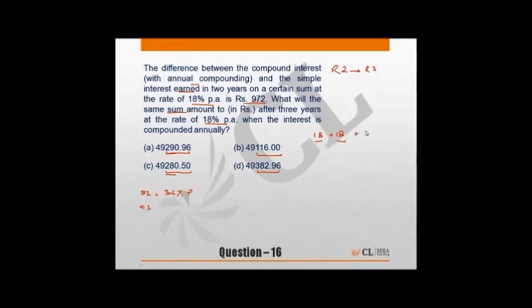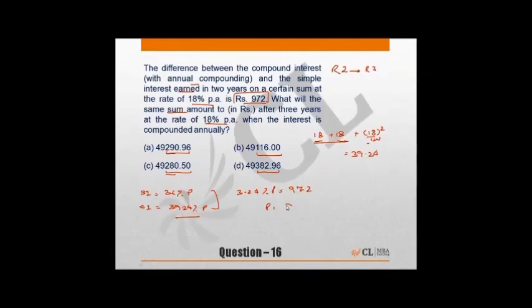So 18 square is 324 by 100. So this will become 3.24. 36 plus 3.24. So when it is compounding, you will get 39.24% of the principal. But what is the difference between the two? 972 rupees as per the question. So we can say the difference between these two is 3.24% of the principal. So 3.24% of the principal is equal to 972 rupees.